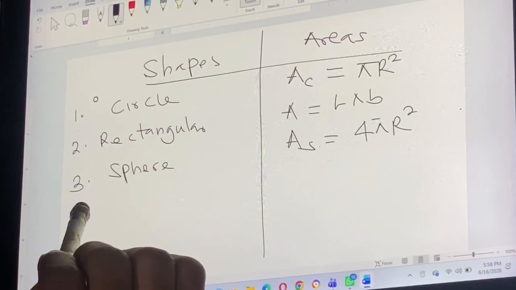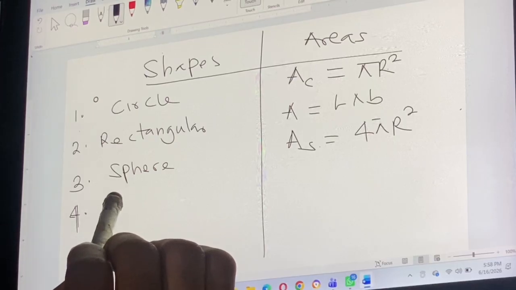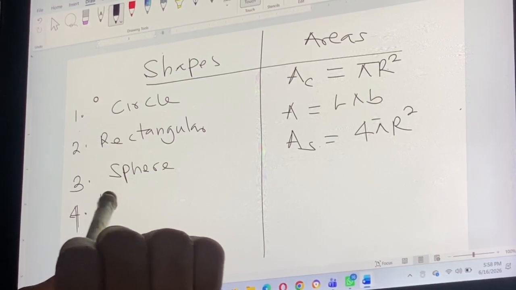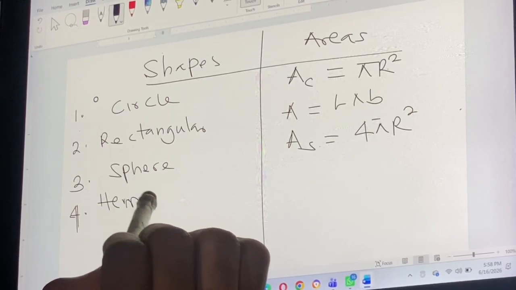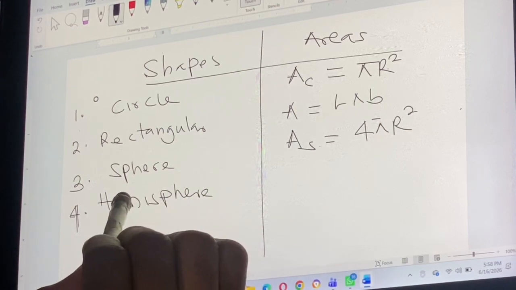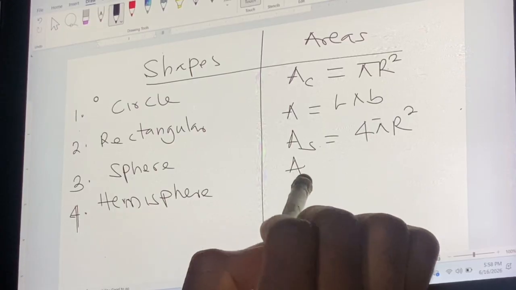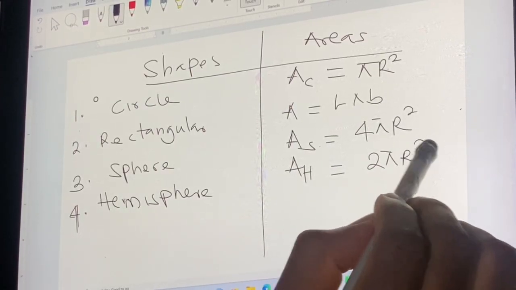You can either call it hollow sphere or hemisphere. Please take note. It is half square. Okay, hollow sphere. Okay, let me use hemisphere. Or you can call it hollow sphere. Please take note. So have this sphere here, I will have this to be 2 pi r squared.